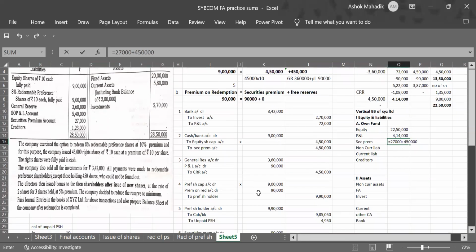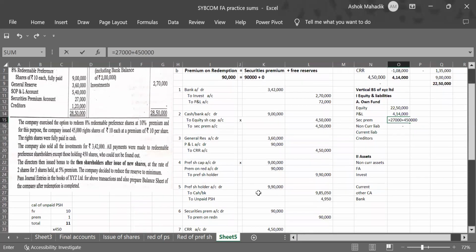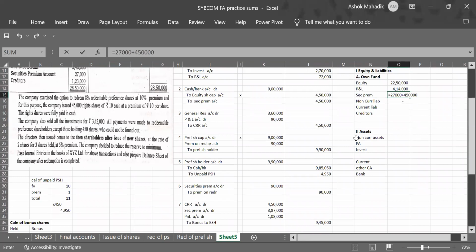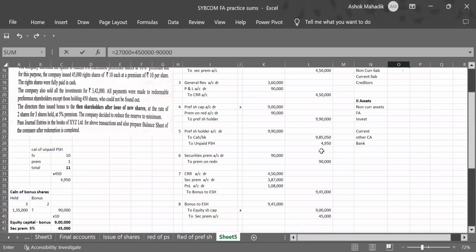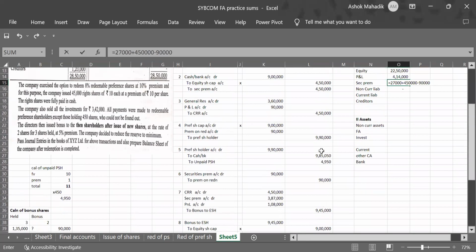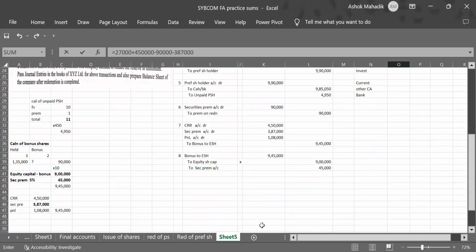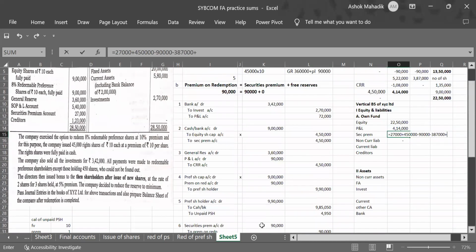Then in the third, it is not there. Fourth, not there. Fifth, not there. Sixth, we have used 90,000. So I have to minus 90,000. I'll put minus 90,000. Next, seventh, we have used 3,87,000 from security premium. So minus 3,87,000. Then in the eighth, we have received 45,000. So I'll add 45,000.